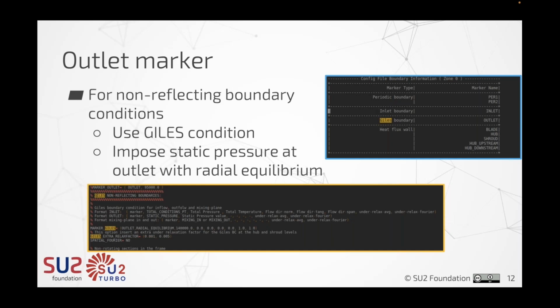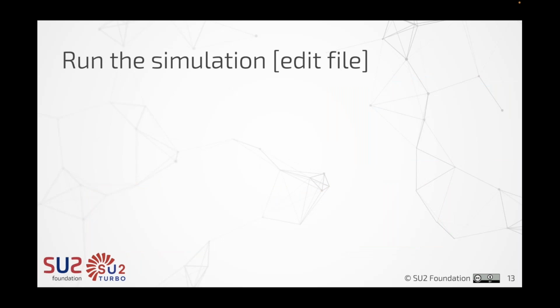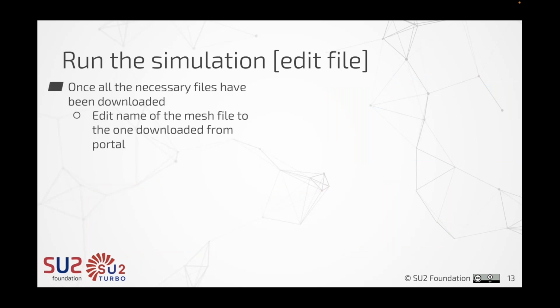So when you run SU2, it'll tell you that you're using the Giles boundary condition at the outlet. So now we come to the part where if you downloaded it, you can run it, but it's still not ready because I kind of wanted a small little exercise.